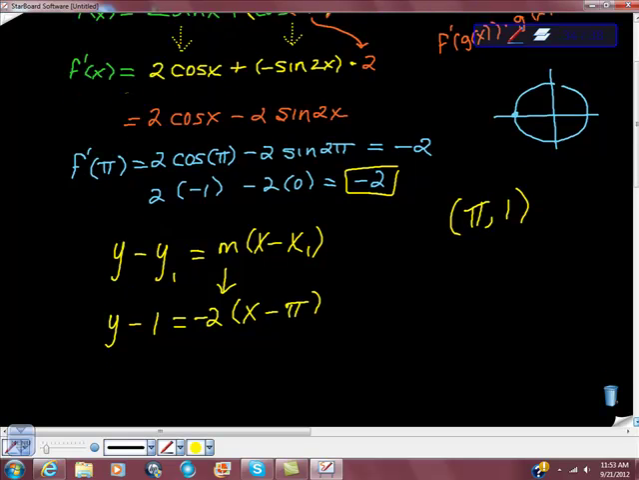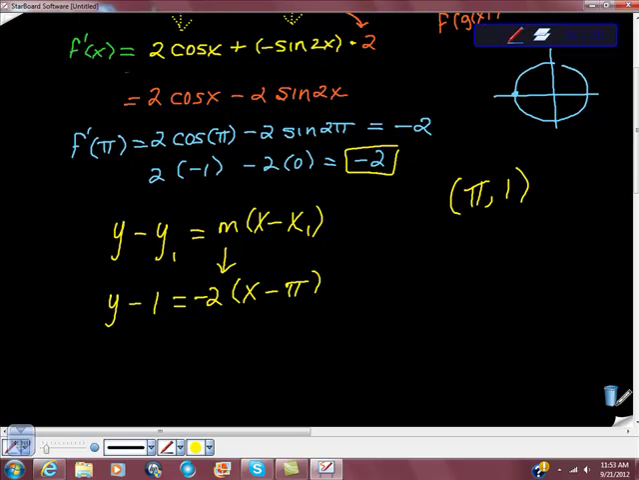This is what I understand about the exam. You can leave it like this. I might do a little bit more. I might distribute to here and here. So y equals negative 2x plus 2 pi plus 1. I see where I got my plus 1 from? Now I'd leave it like, matter of fact, I might even leave that negative 1 over here. I might clean it up a little bit.